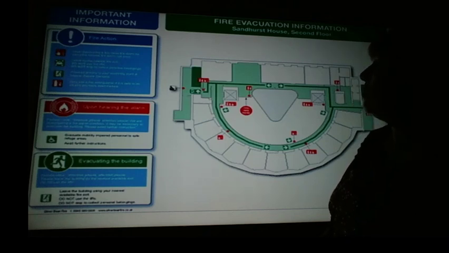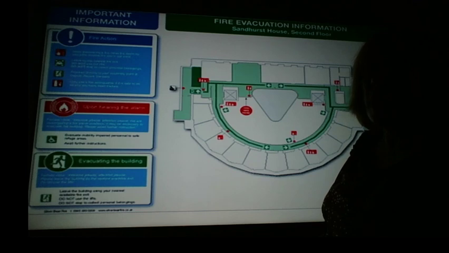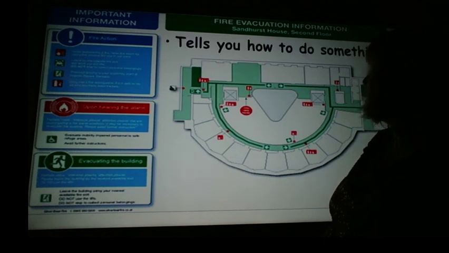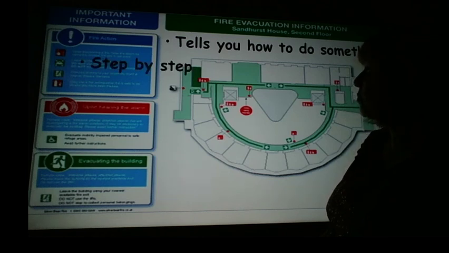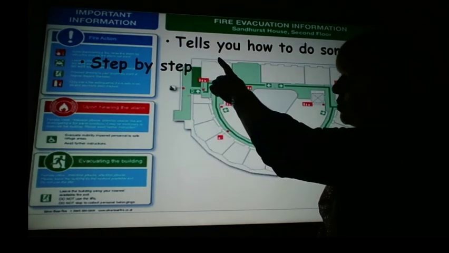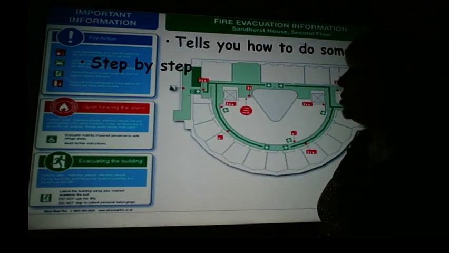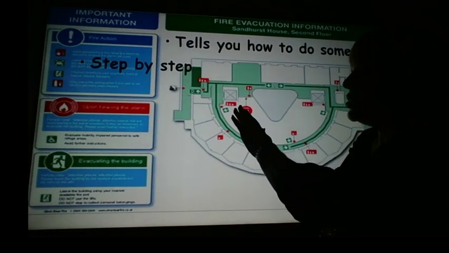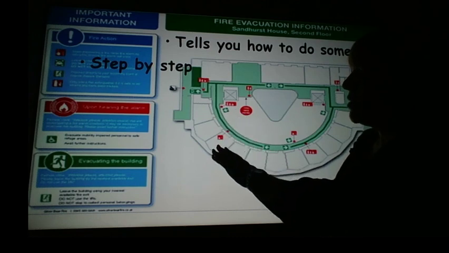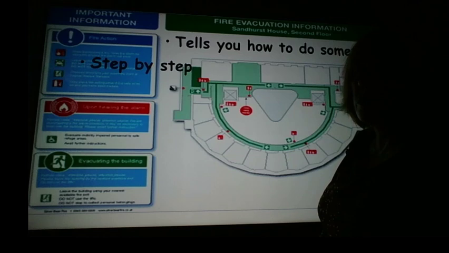And here's an example of an instructive text, and we see this all the time in our real classrooms because it's fire evacuation, how to get out of the building. So we can see it tells you how to do something, how to get out and where to go. Step by step, so if you have a look on the left hand side there, you might not be able to read the steps, but I can see that each stage there's a bit of writing that's telling me what to do next, and we call that step by step.